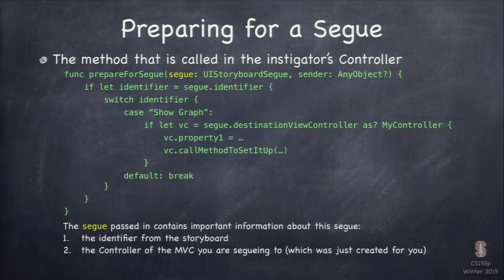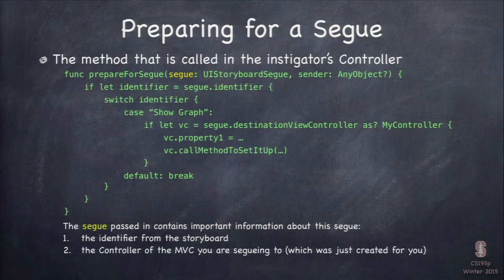The MVC that contains the instigator of this segue, like the button or whatever's causing it to segue, implements a method called prepareForSegue, and inside it gets the MVC that was just created, and it has to prepare it. So let's talk about what that code looks like. Prepare for segue takes two arguments. The first one is the segue.